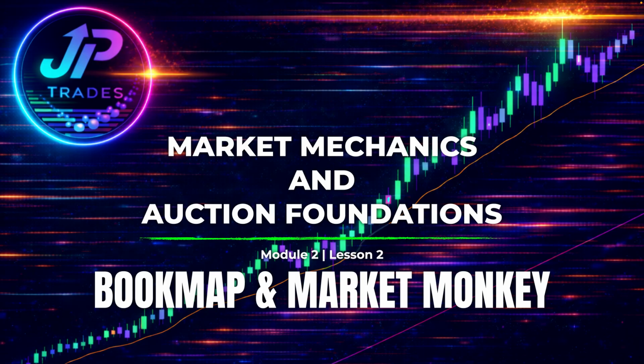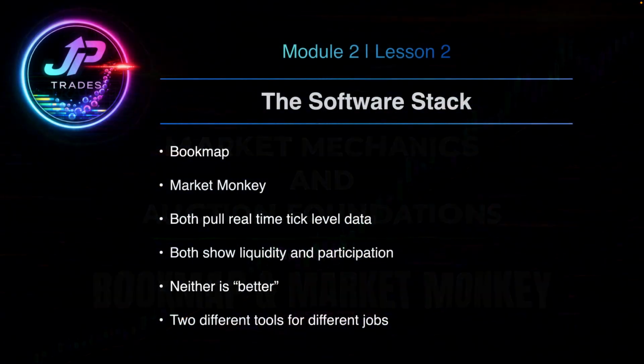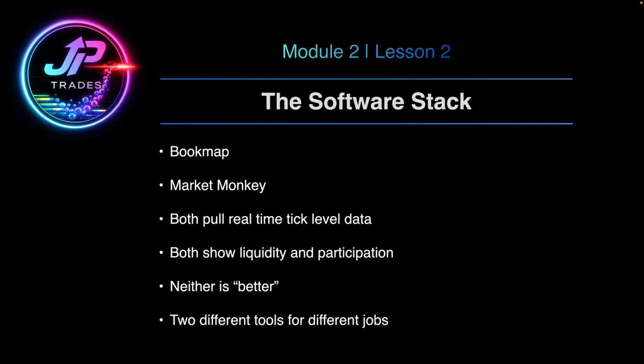All right, before we open any charts, let's cover the software we use in this course. We rely on two main platforms, Bookmap and MarketMonkey. Both pull real-time tick level data straight from exchanges. Both show liquidity and participation. The same auction mechanics from Module 1 apply on both software.